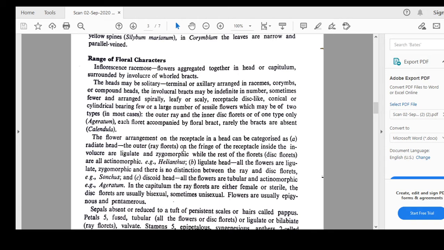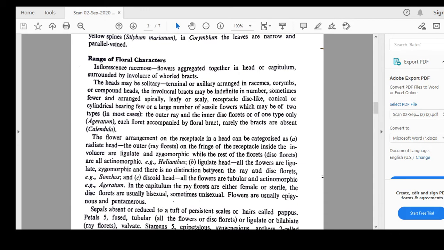The flower arrangement on the receptacle in a head can be categorized as A, a radiate head, where the outer ray florets on the fringe of the receptacle inside the involucre are ligulate and zygomorphic, while the rest of the florets, that is the disc florets, are all actinomorphic. Example, helianthus.